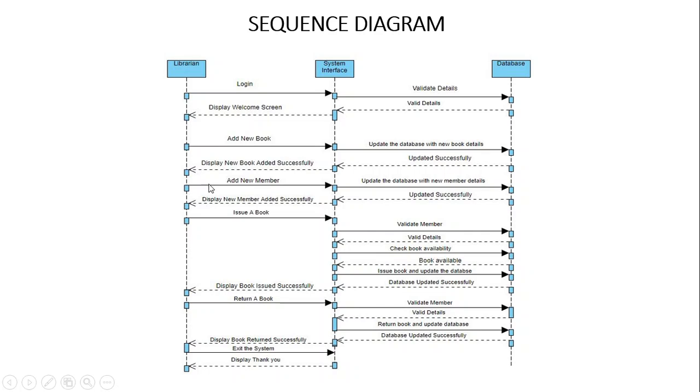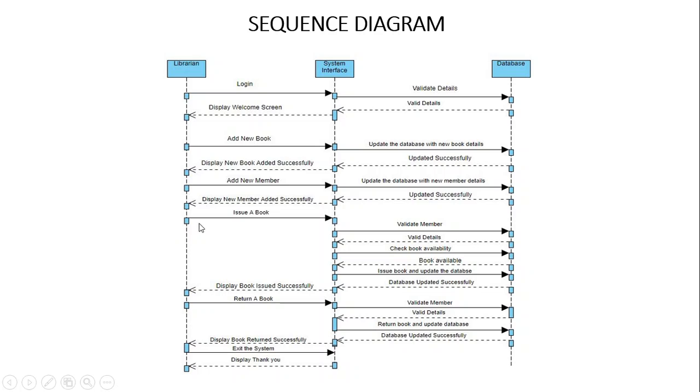Likewise, if the librarian wants to add a new member, the librarian needs to enter all the details related to the member. Then the system sends those details to the database. After the database has been updated, the database sends an updated successfully message back to the system. Then the system displays new member added successfully.